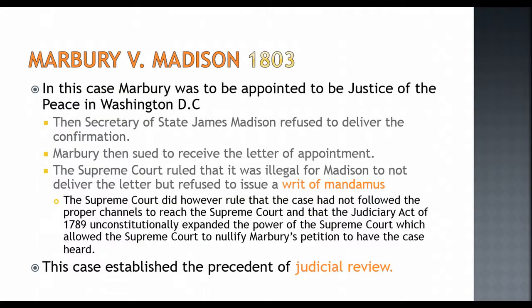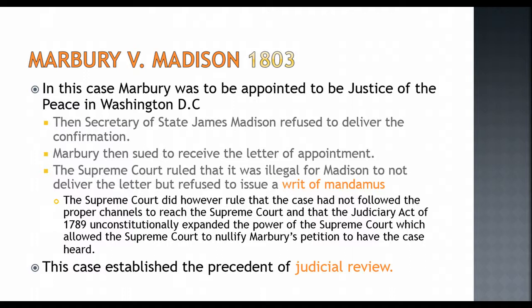Alright, so let's look at an important court case here. Marbury versus Madison, which takes place in 1803. In the court case of Marbury versus Madison, Marbury was to be appointed to be Justice of the Peace in Washington, D.C. So what happens in this case, and it's important to know the background and the context of what's going on here.